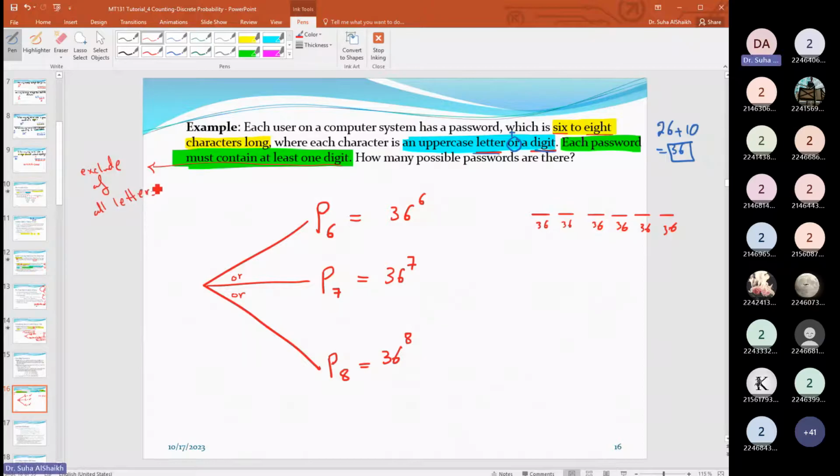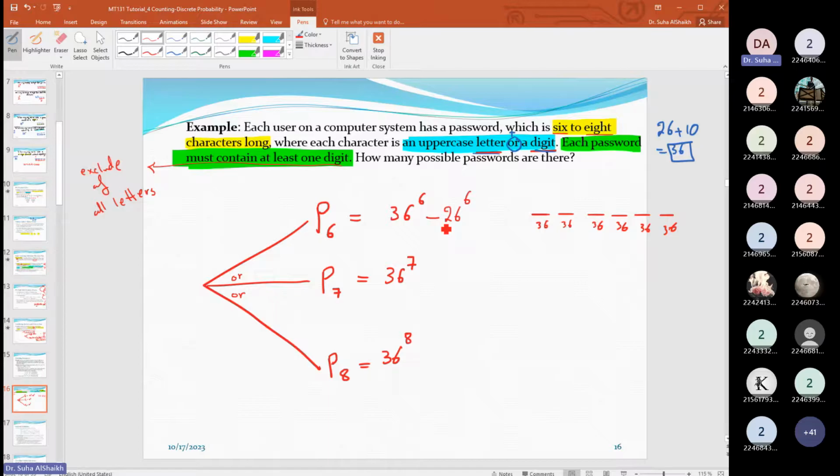What is the opposite of at least one digit? I want at least one digit to appear, right? The opposite is that they are all letters. I don't want the case where they are all letters. For the case of all letters, I'm talking about 26 to the power 6. So I'm going to subtract the case of 26 to the power 6, the one where they are all letters.